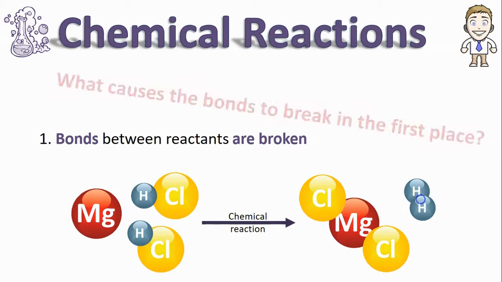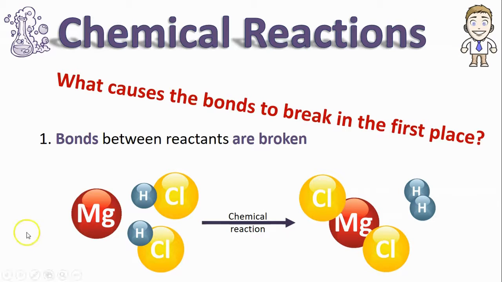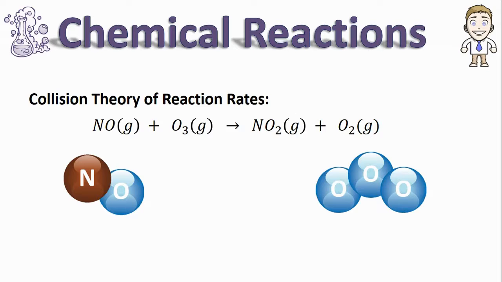What we haven't said is exactly what causes these bonds to break in the first place. And that's where we need the collision theory of reaction rates to explain exactly how this happens. We're going to model the process with the reaction between NO, nitrogen monoxide, and O3, ozone, to look at some of the aspects of this theory.